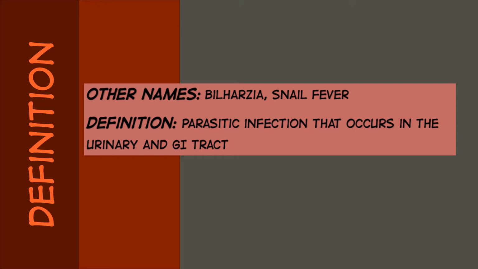So schistosomiasis comes by a couple other names. Bilharzia. Bilharzia is named after the doctor who discovered schistosomiasis, and then it's also called snail fever, which you'll find out why in a second here. But it is a parasitic infection that occurs in the urinary and GI tract. So there are two different ways that the infection can get into the body, and it's either going to live in the intestines or it's going to live in the bladder. The infection that lives in the bladder is typically going to stay there, where the GI tract infection is the one that's most likely going to infect the liver.